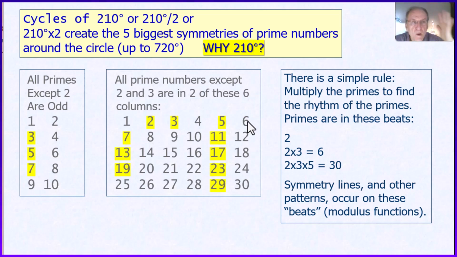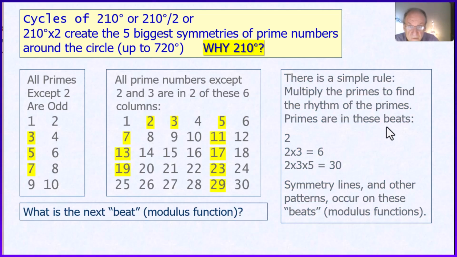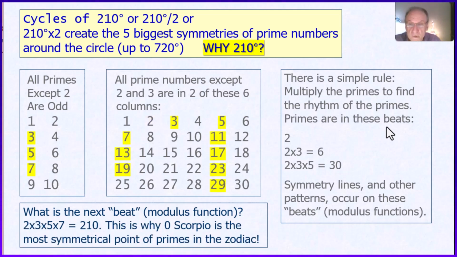So what is the next more perfect basis for symmetry of prime numbers? Well, we simply take the next prime number. What's the next prime number after 2, 3, 5? 7. So what is the next beat or modulus function, as we call it in mathematics? It's 2 times 3 times 5 times 7 is 210. That's why 210 is the most powerful symmetry point.